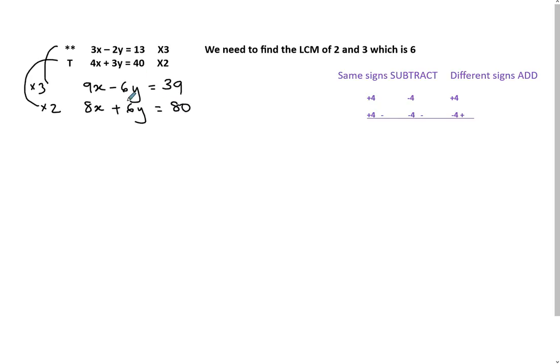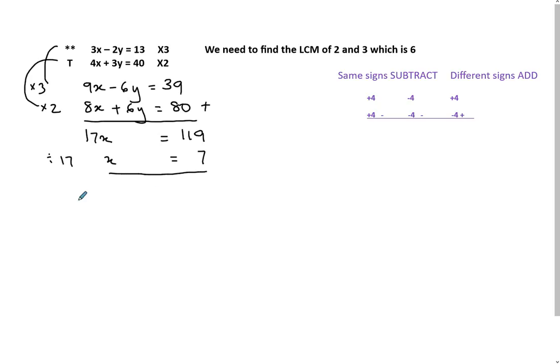And you can see the 6 y's are the same, so we're ready to play. And again, because the signs are different, we're going to add. So 9 plus 8 is 17x, you're gone, and you've got 119. Divide by 17, and you get x equals 7.